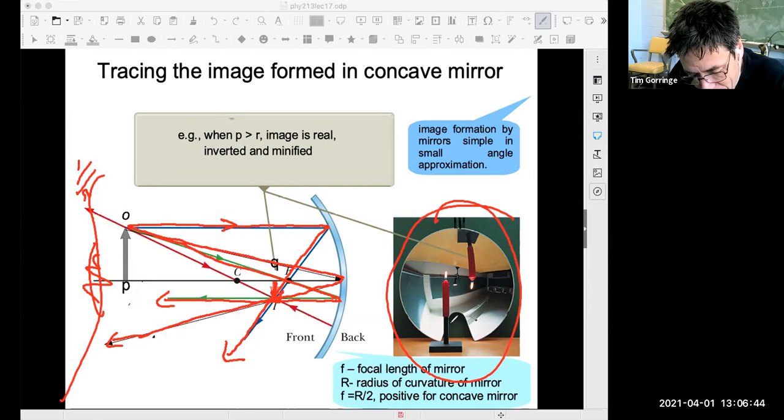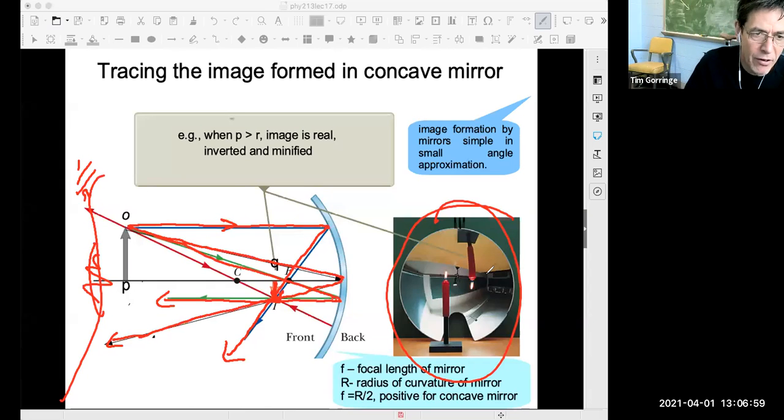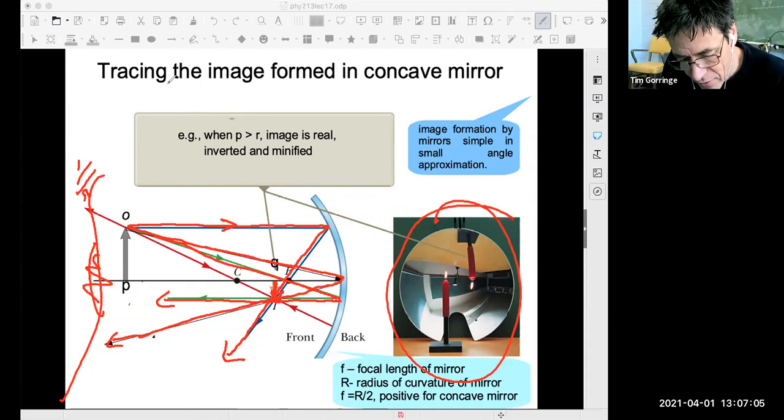The candle in the foreground is the object. The candle you're seeing in the mirror here, that's the image. The candle is inverted. The candle is smaller. The candle is real. The light is actually coming from a place in front of the mirror. And so that's ray tracing for a concave mirror.